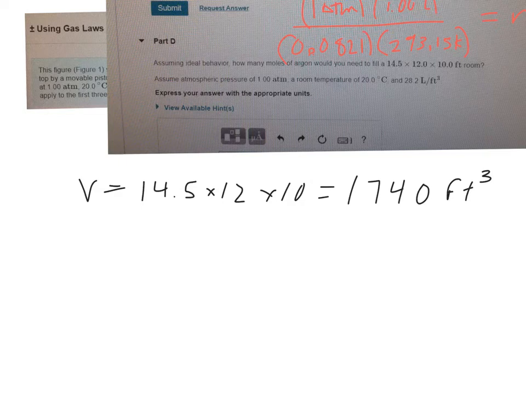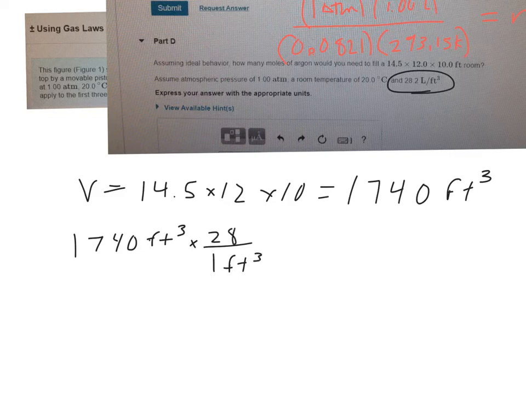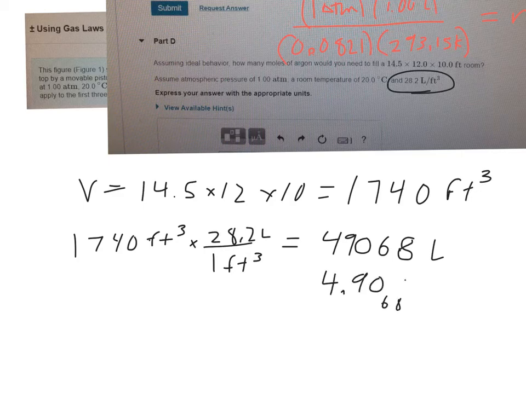And, oh, they are very nice. They give us a conversion factor between cubic feet and liters. So we can take that right away and convert to liters, which means we can then go to PV equals nRT. According to what they gave us in the problem, 1 cubic foot is 28.2 liters. So that gives us 4906.8 liters is the calculator number, but we only have 3 sig figs, so let's move it into scientific notation. 4.9068 times 10 to the 4th liters.